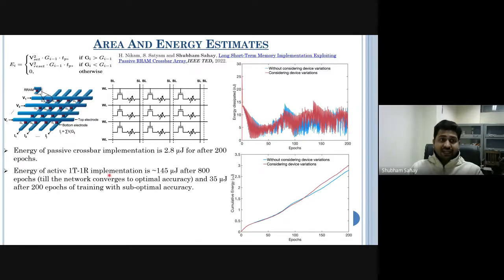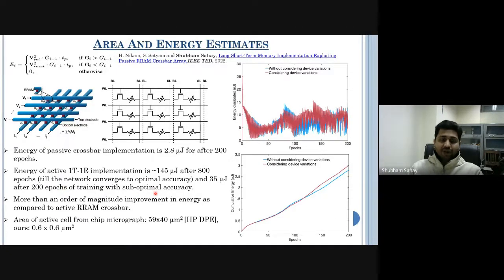However, the energy of the active 1T1R implementation is 145 microjoules after 800 epochs, for similar accuracy. Our proposed network takes 2.8 microjoules, whereas the 1T1R proposed by HP takes 145 microjoules. So you can understand that we are performing better by at least 50 times in terms of energy. It's more than an order of improvement in terms of energy when we implement it on a passive crossbar array.